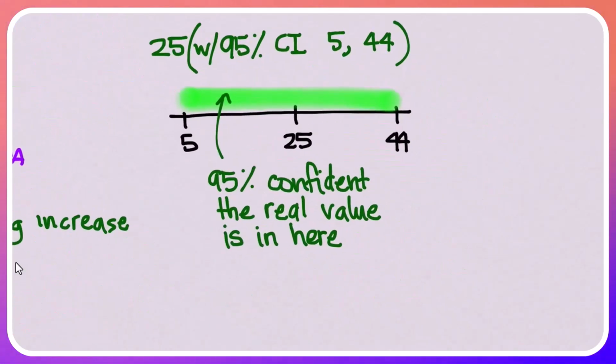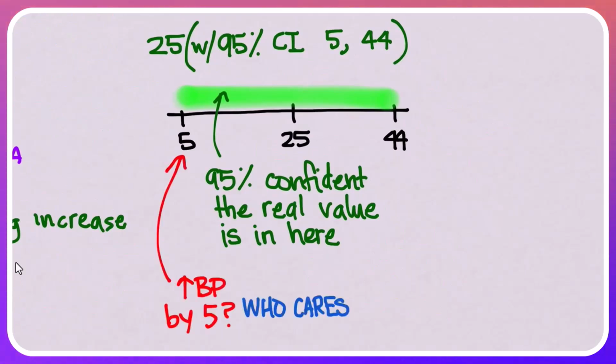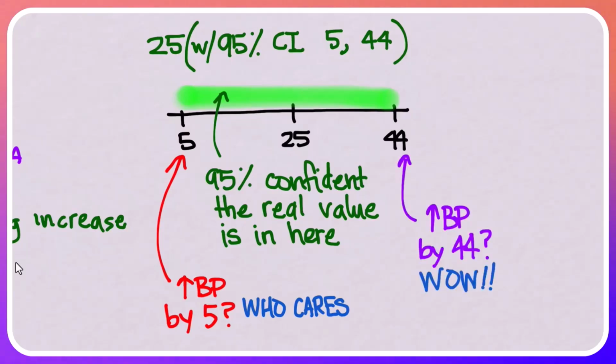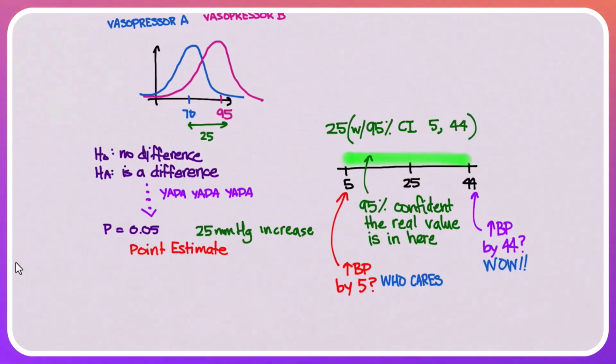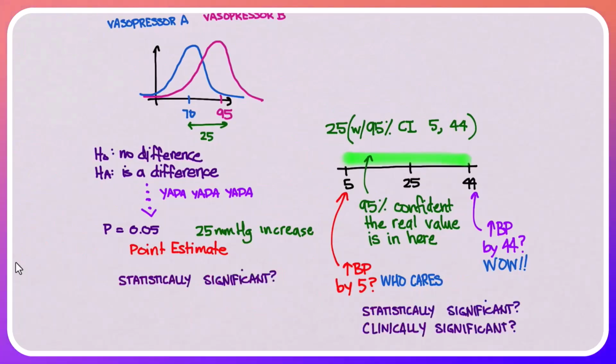And so the real value could be 5, which is statistically significant. That is, vasopressor B did increase the blood pressure, but only by 5, so who cares? That is not clinically significant. And it also could have increased the blood pressure by 44, which is a lot. You're like, wow, that thing works great. So you can see already that confidence intervals give you an estimate on whether this effect is clinically significant, whereas the point estimate only told you whether it was statistically significant. And so it gives you much more information than just the p-value does.